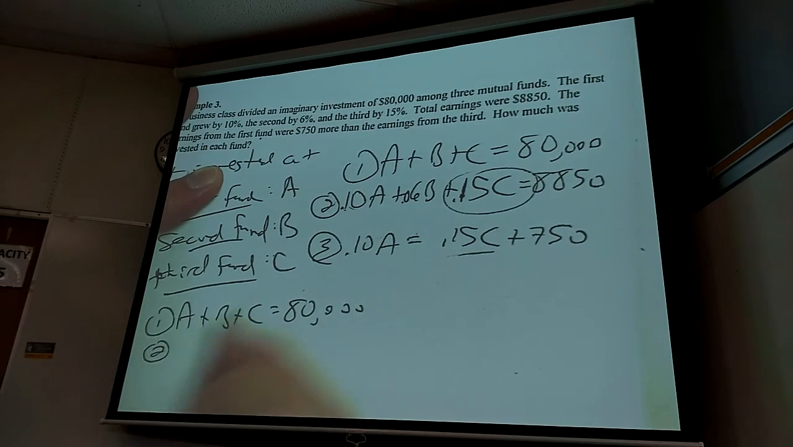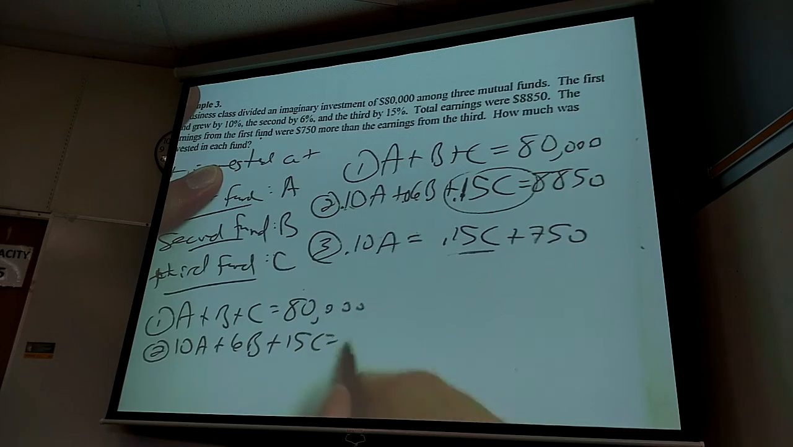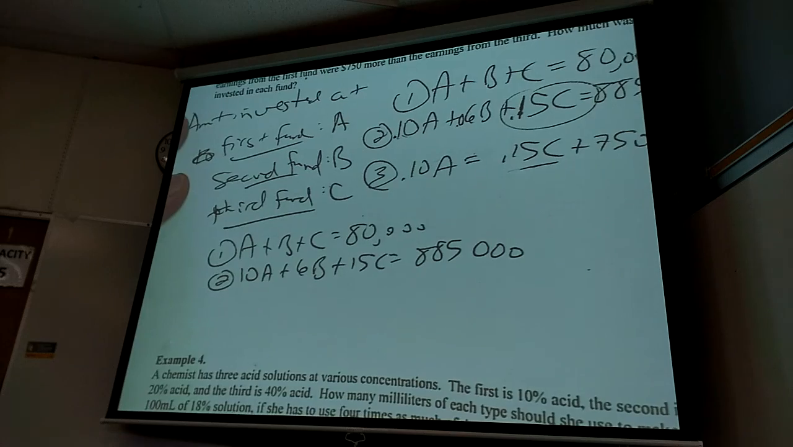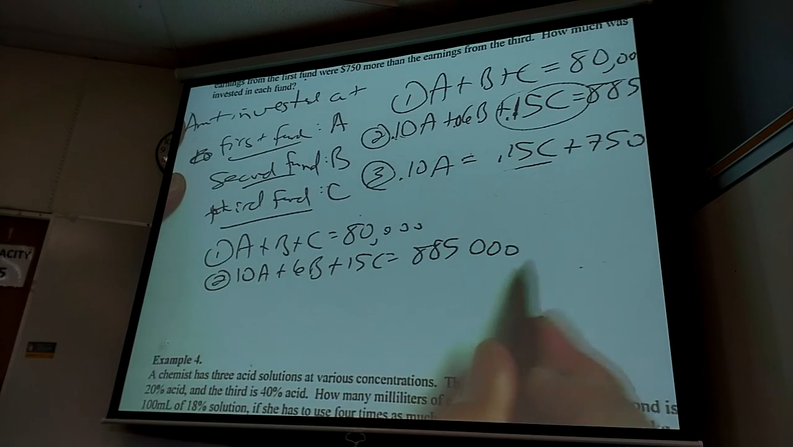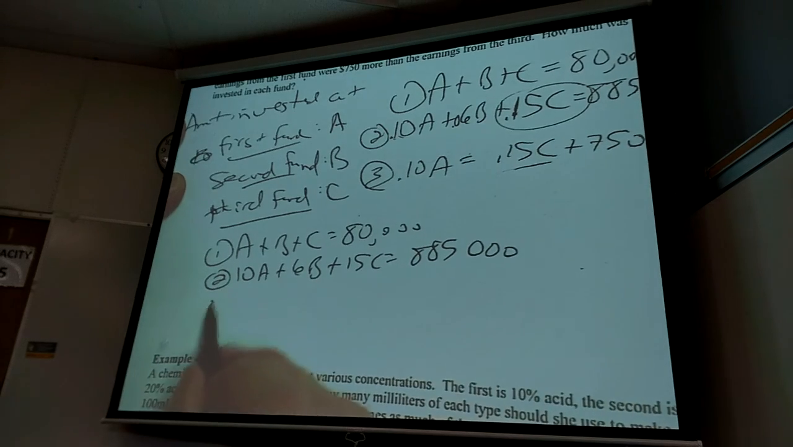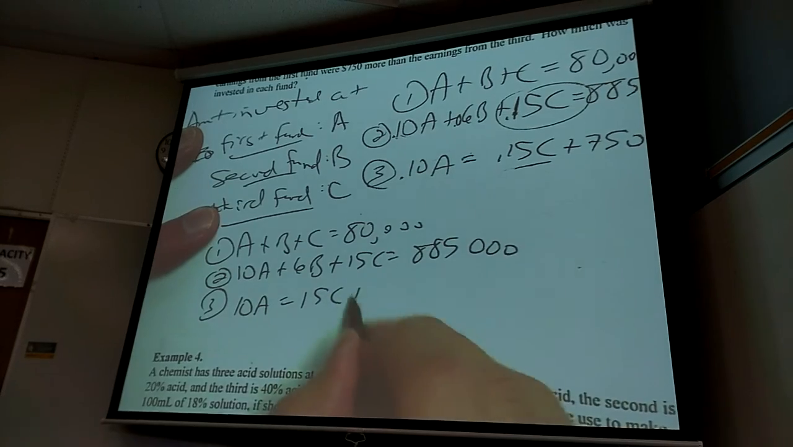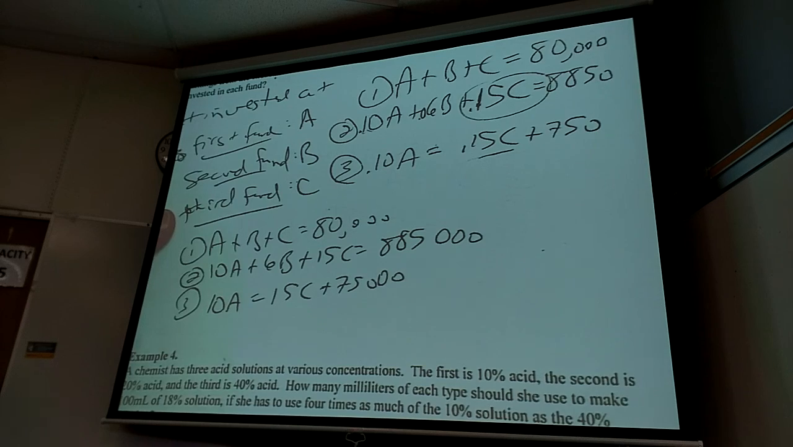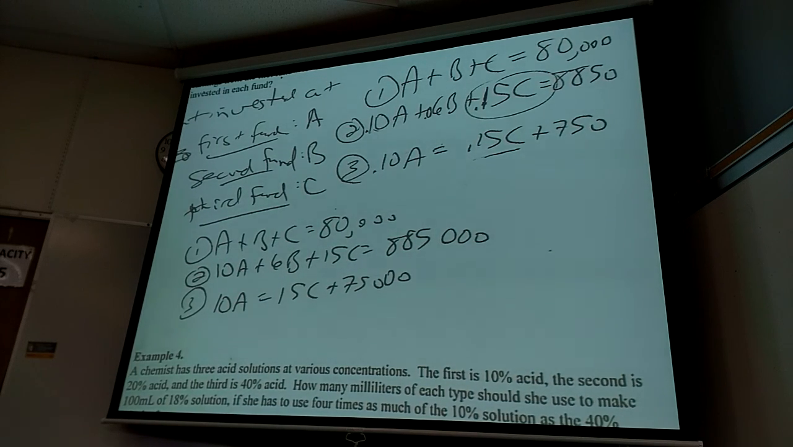The second one becomes what you're trying to tell me in the first place. 885,000, because I moved all the decimals over once, twice. I got to move this decimal over once, twice. And the third one becomes 10A equals 15C plus 750,000. You can kill decimals as long as you move the decimal places for everybody. That's the only way to make it legal.